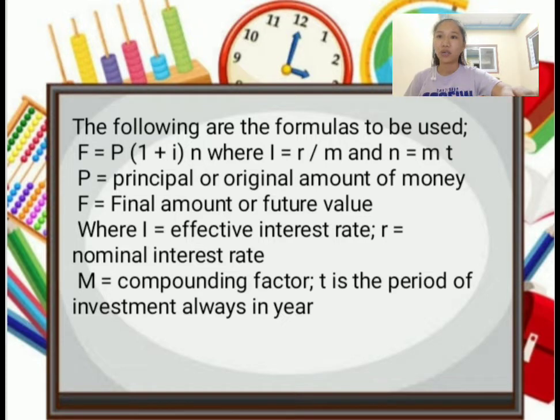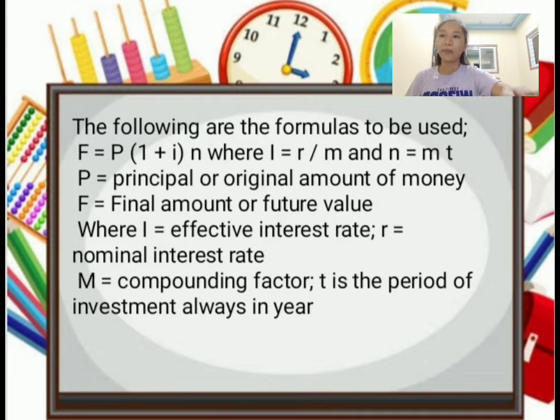formulas and their uses. So the following are the formulas to be used. F is equal to P times the quantity 1 plus I, raised to N, where I is equal to R divided by M and N is equal to M times T. Our P is the principal or original amount of money. F is the final amount or future value, I is the effective interest rate, and R is the nominal interest rate. M is the compounding factor.